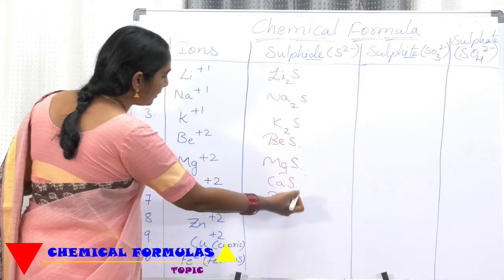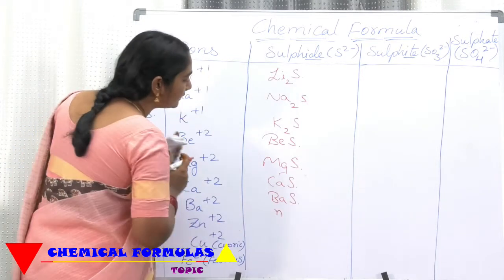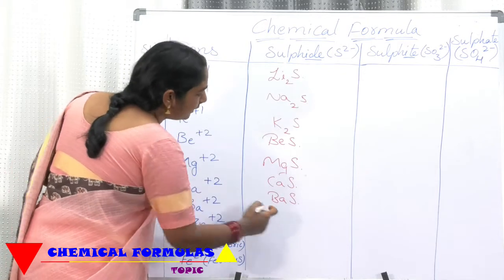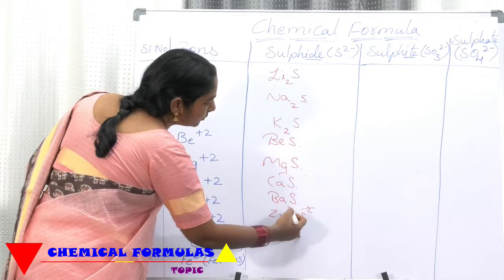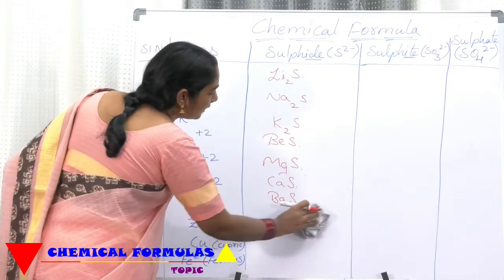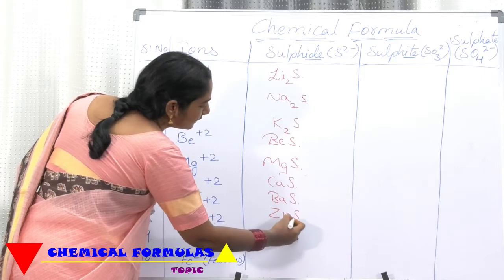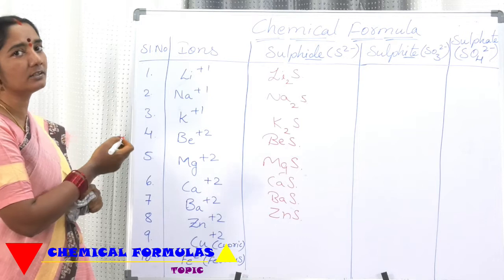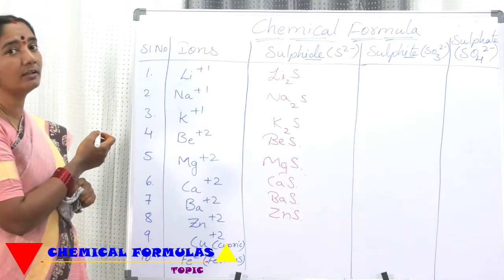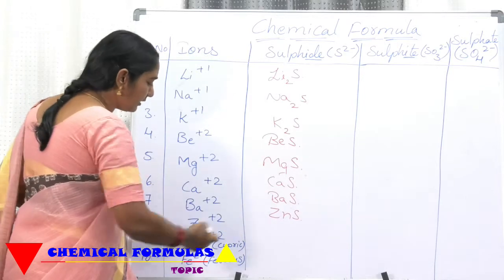B capital, a small, S capital. Zinc sulfide. Zn, valence is 2 here, sulfide 2, gets cancelled. So zinc sulfide is ZnS. When we were studying the atomic structure, we used zinc sulfide as a fluorescent screen. I think you remember. Zinc sulfide.